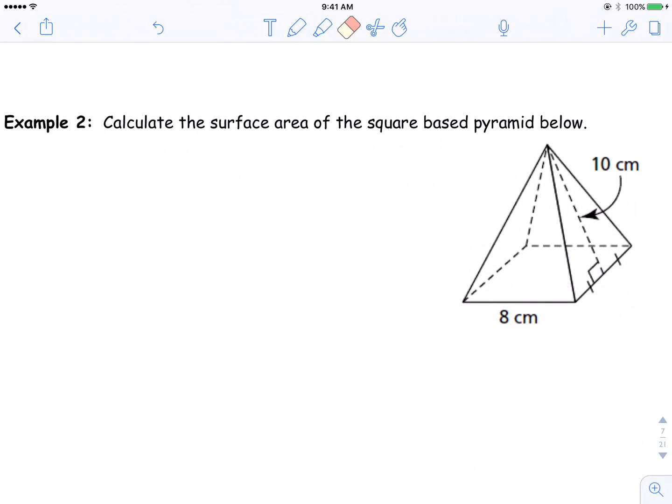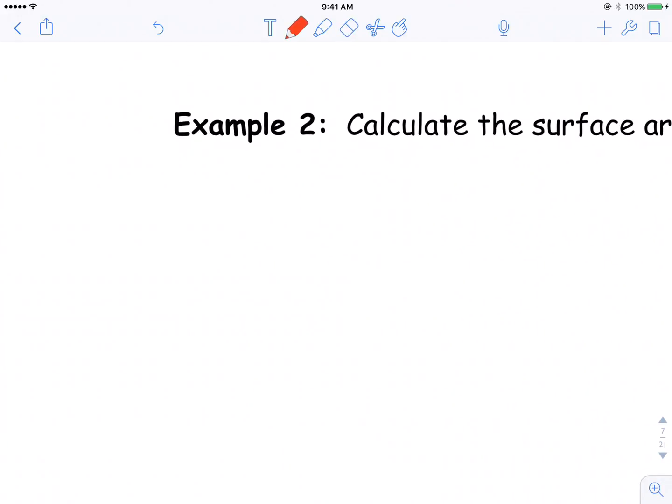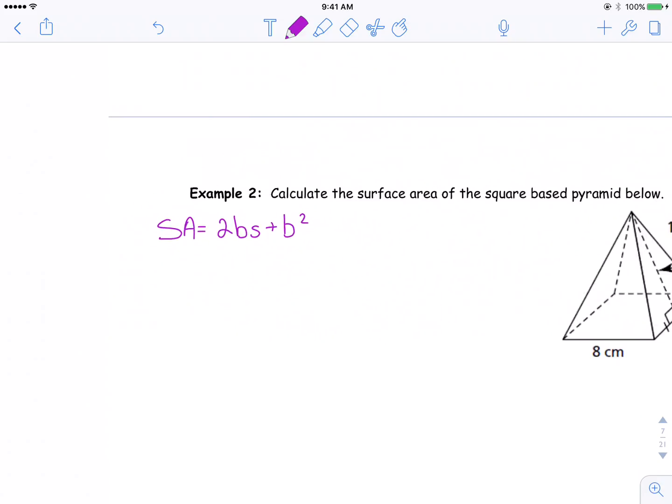So example number 2 says calculate the surface area of this square-based pyramid below. So we already know that it's a square-based pyramid. We know that we have to include all the parts because it's not some fancy pyramid of Egypt that's sitting on the ground and we just want to know the surface area of the faces. In that case we wouldn't include the bottom. We just want the shape, it's the whole shape. So I first start with my formula. Now I always start with my formula. 2bs plus base squared. There's my formula.